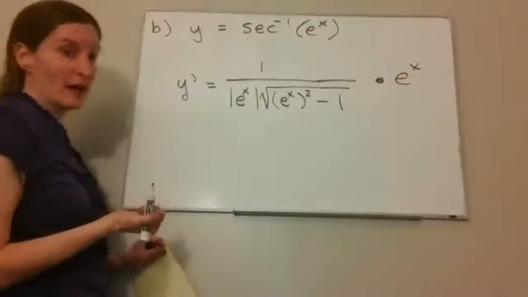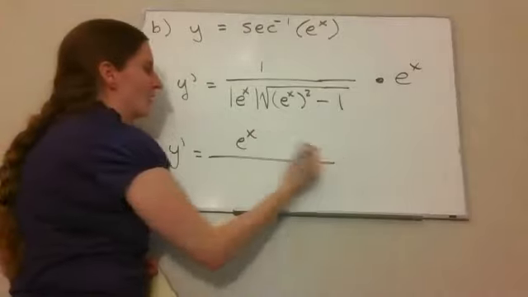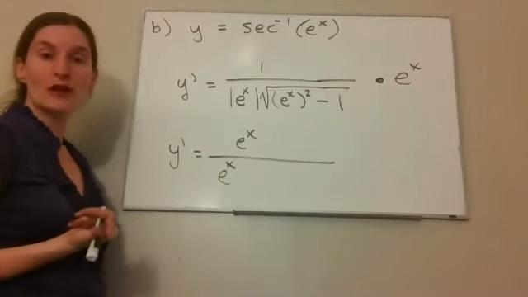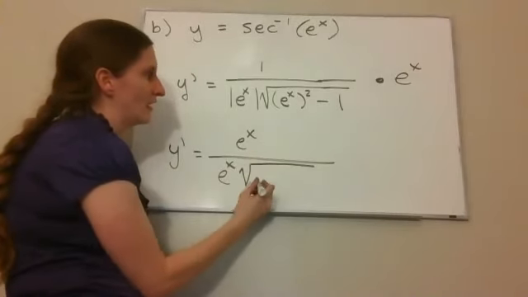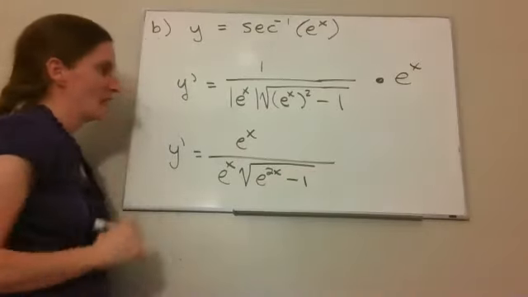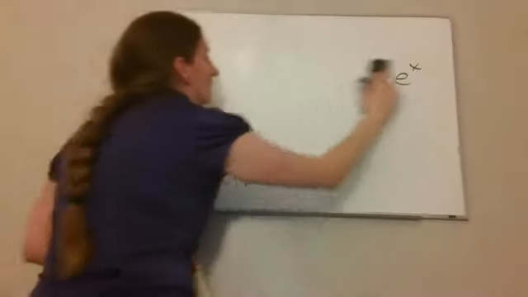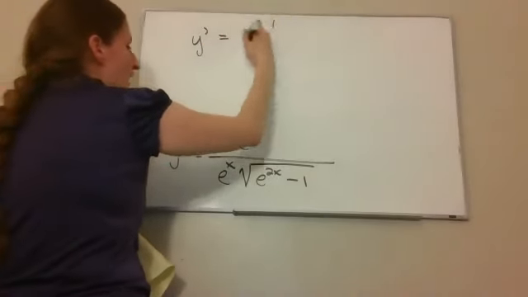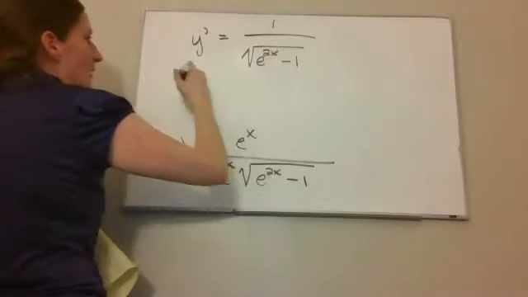And now we can simplify a little bit. First, I'm going to have e to the x on the top. The absolute value of e to the x is e to the x. Remember, our exponential function was always positive. Then underneath the square root, e to the x squared is e to the 2x, and I have a minus 1. So then you can see my e to the x's will cancel out, and the simplified version of this derivative is y prime equals 1 over a square root of e to the 2x minus 1.